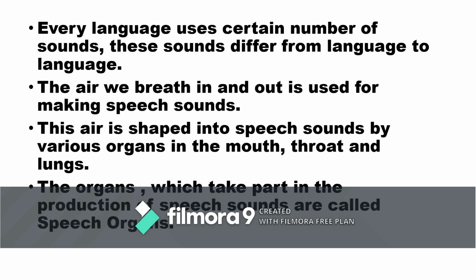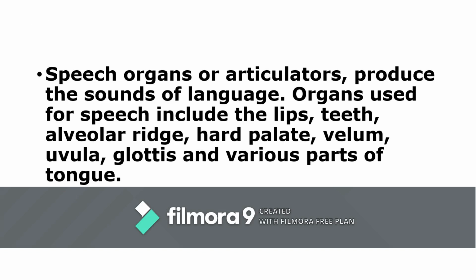See, the air we breathe in and out is used for making speech sounds. This air is shaped into speech sounds by various organs in the mouth, throat, and lungs. The organs which take part in the production of speech sounds are called speech organs. We use the organs in our mouth and throat to shape, utter, or articulate sounds, and so they are a part of the articulatory system.